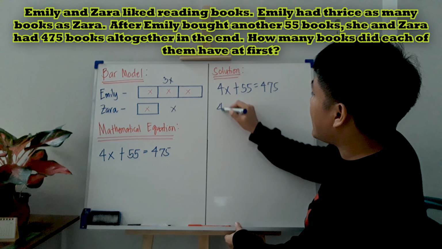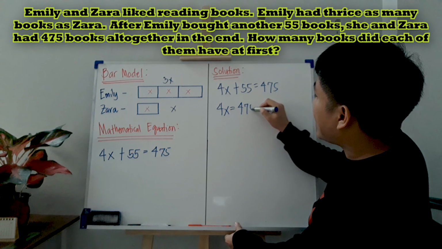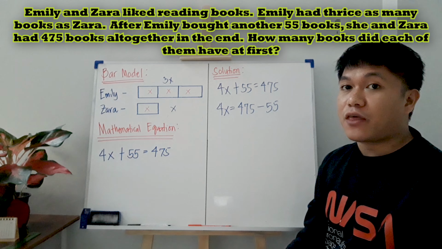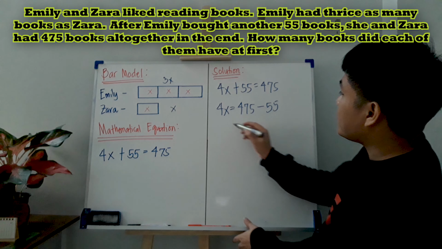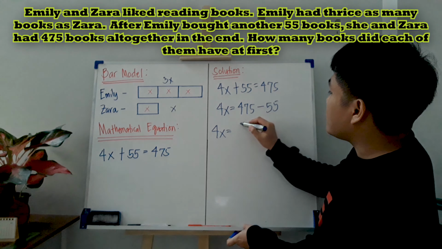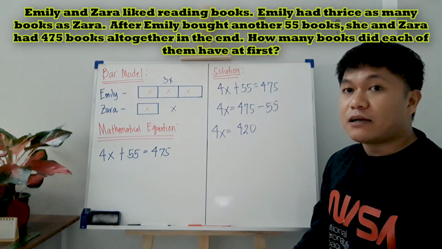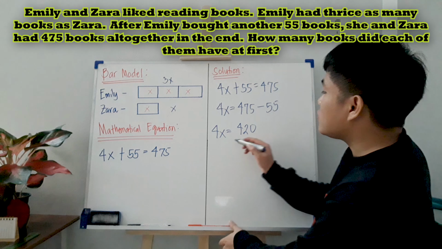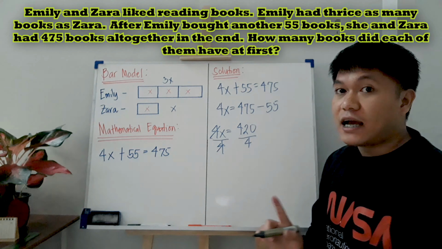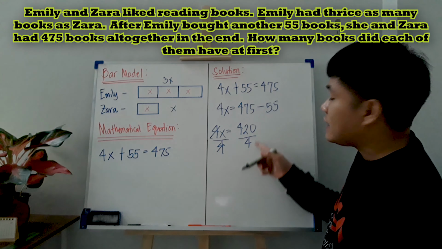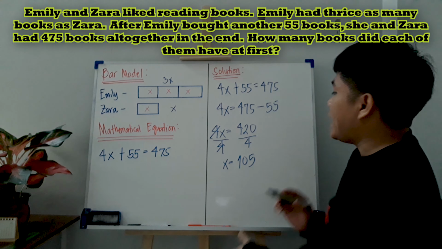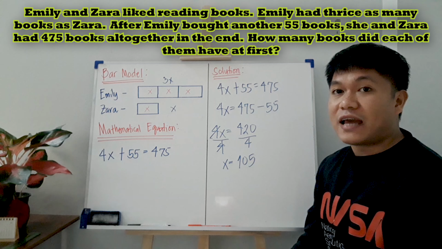So we have 4x equals 475 minus 55. That means we transpose 55 to the other side, which changes the sign. So we have 4x equals 475 minus 55, which is equal to 420. Since our goal is to get the variable x, we are going to divide both sides by 4. This cancels the coefficient 4 of x, and 420 divided by 4 is equal to 105. So here, our value of x is 105.